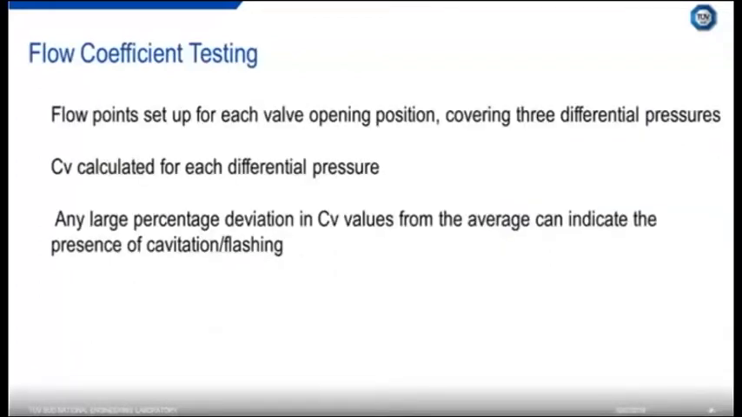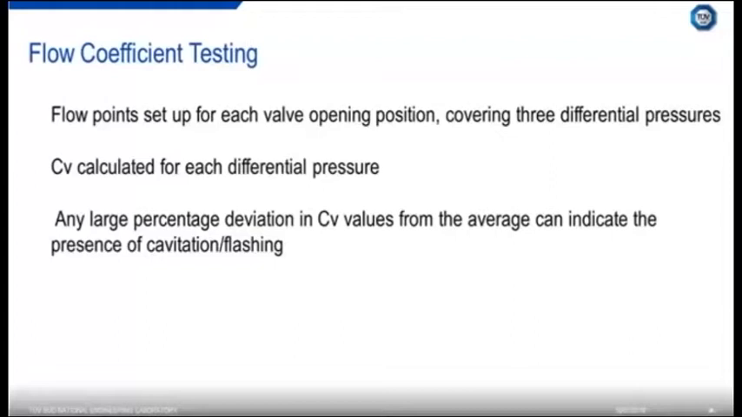So once you've set up the valve, it's installed in a test line. How do you actually determine the flow coefficient? So for every opening position of the valve, you set up test conditions that result in 3 different differential pressures across the valve. For NEL valve testing, we tend to do 1, 1.5 and 2 bar across the valve. And then at each of these differential pressures, you record the flow rate, and using the CV formula, you can calculate a CV for each differential pressure.